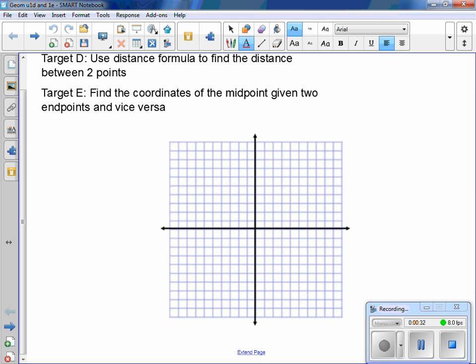We have our graph. We have 2 points. I'm not really going to name them. They're just going to be generic. X1, Y1, and X2, Y2. So the way the distance formula works, let me write the formula for you.